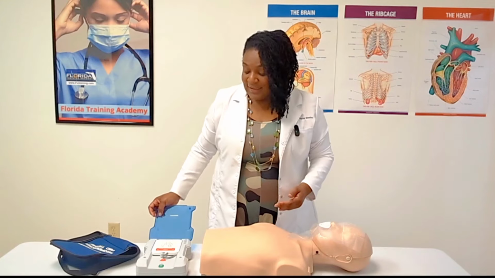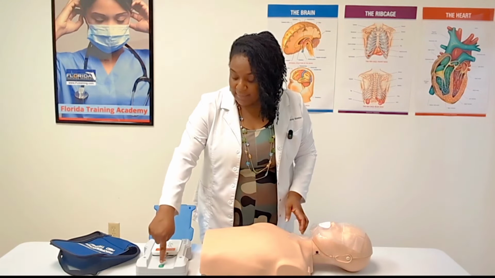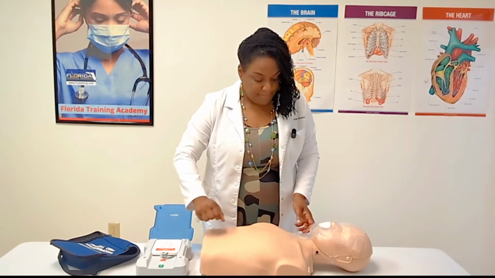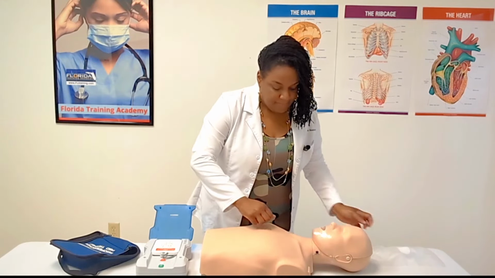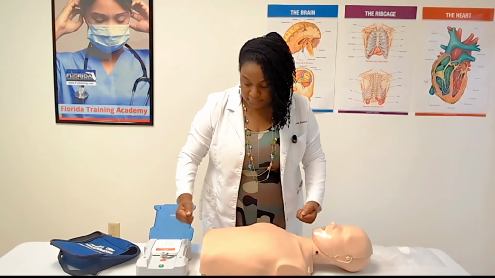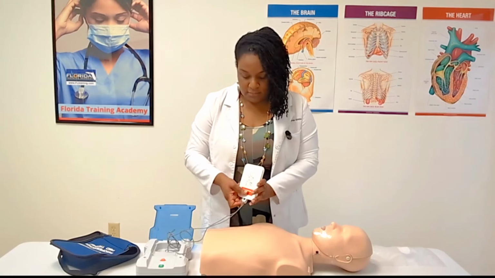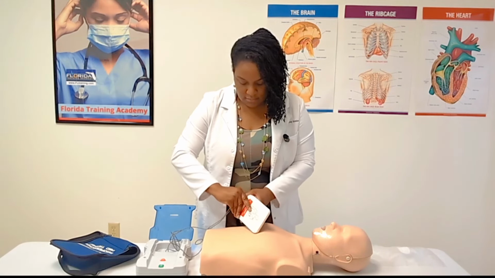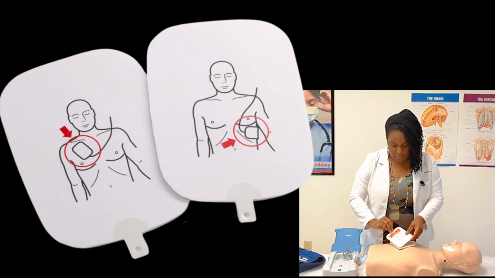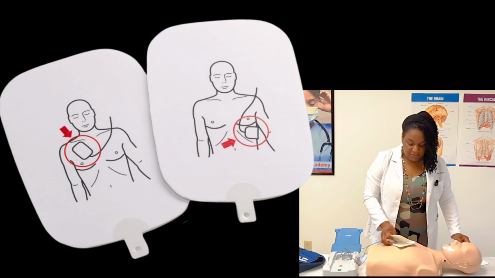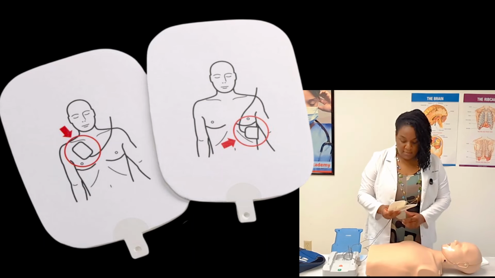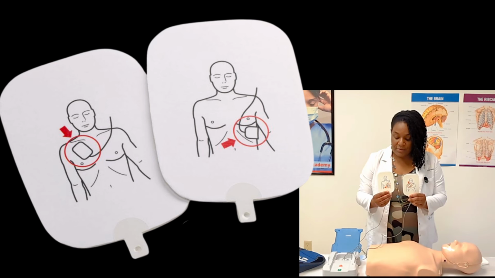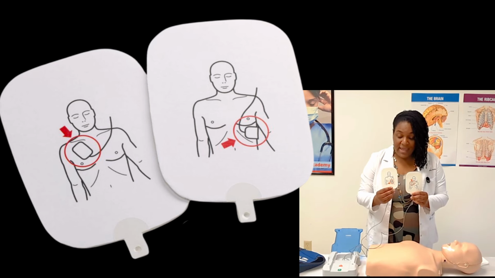I opened the case. It didn't power on automatically, but I have a green button here. Let me turn it on. Remove clothing from the patient's chest. Open packet and apply pads onto patient's bare skin. Apply pads as shown in the pictures. So the pads have a diagram or an illustration that shows how the pad should be placed.